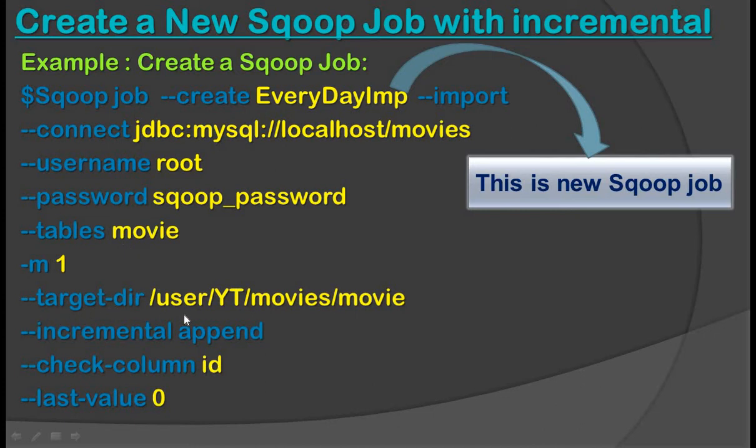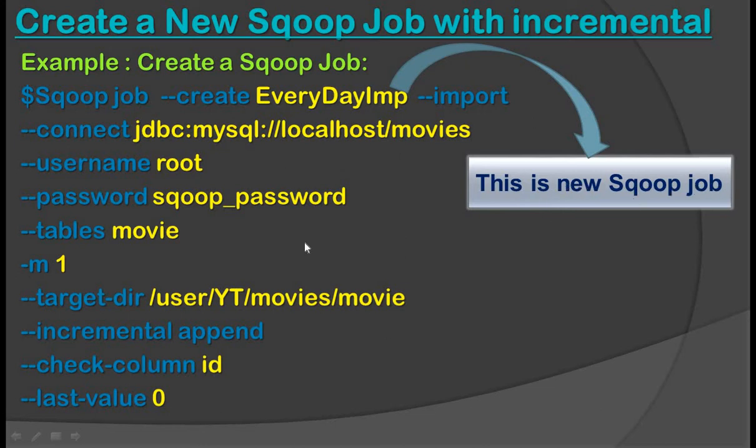And after that, for incremental append we write --incremental append --check-column id, or you can put any other column which you want, but that column should be unique and incremental. After that --last-value, the value from where you want to import. So I put a 0. In this way we have created a new Sqoop job.